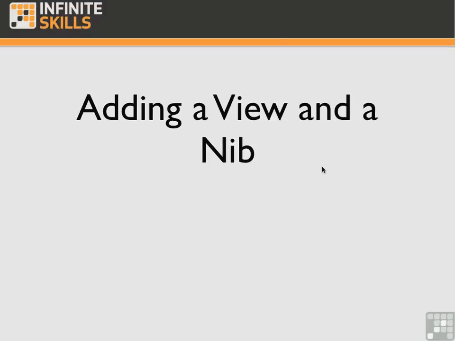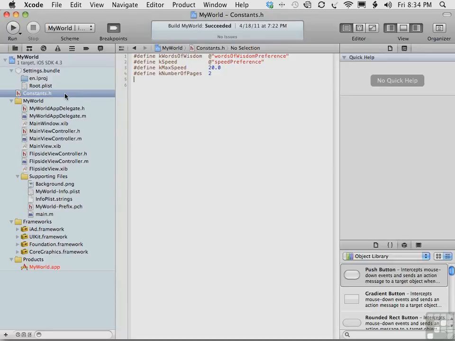So what we need to do is add a view and a nib file for our second view, which is going to be a subclass of UIViewController that will do what we needed to do to control the second view, which we're calling the photo view. So our second view, the photo view, just like the main view, will be controlled by a subclass of UIViewController.